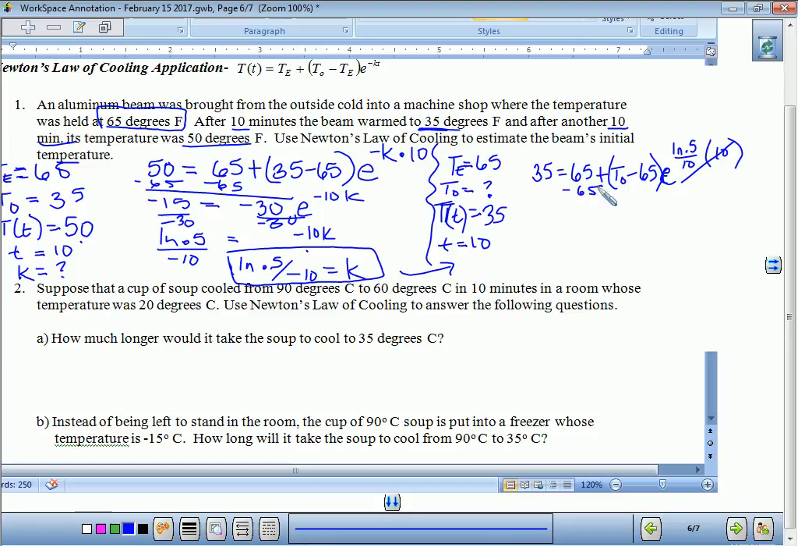We subtract 65. So we get negative 30 equals T naught minus 65. Now, this is e to the ln of 0.5. Punch that into your calculator, even though you should already know what it is.